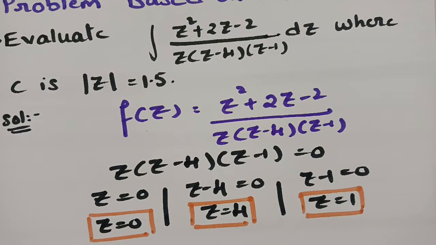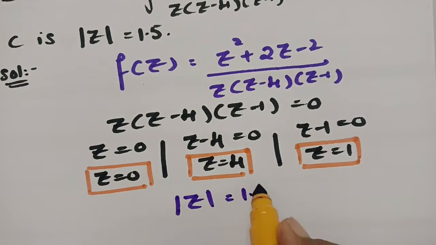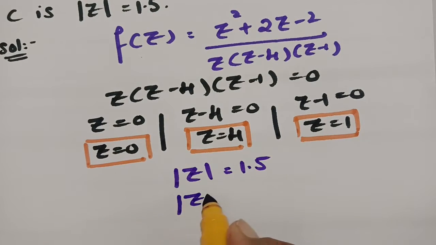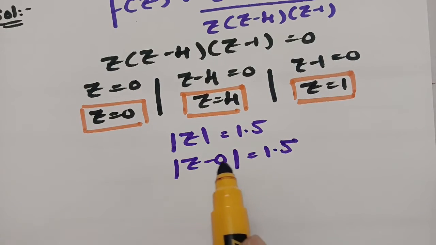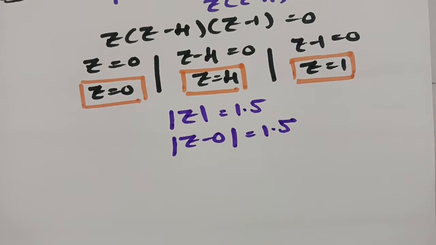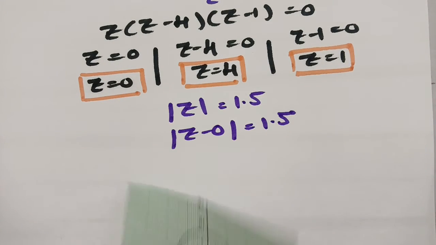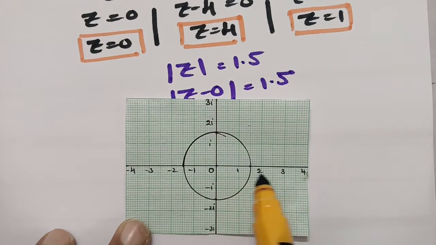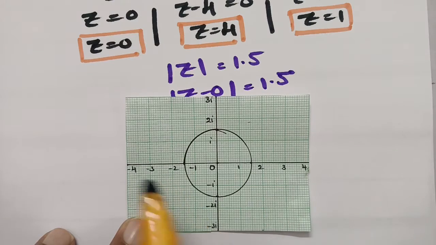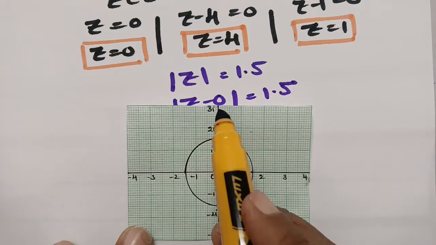And here the circle is given as |z| = 1.5, which is nothing but |z minus 0| = 1.5. So it is a circle with center 0 and radius 1.5. Let us check whether these three poles are inside or on the given circle. So this is a circle here. This is 0, 1, 2, 3, 4, and this is minus 1, minus 2, minus 3 and minus 4. And here this is minus i, minus 2i, minus 3i, and this is i, 2i and 3i.